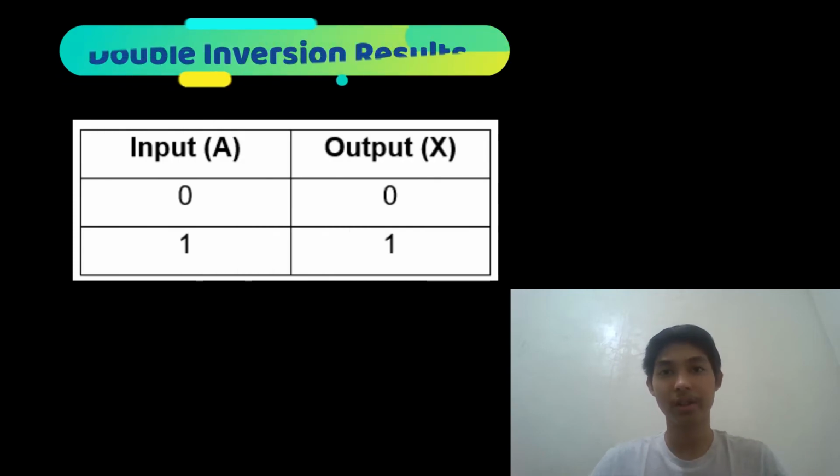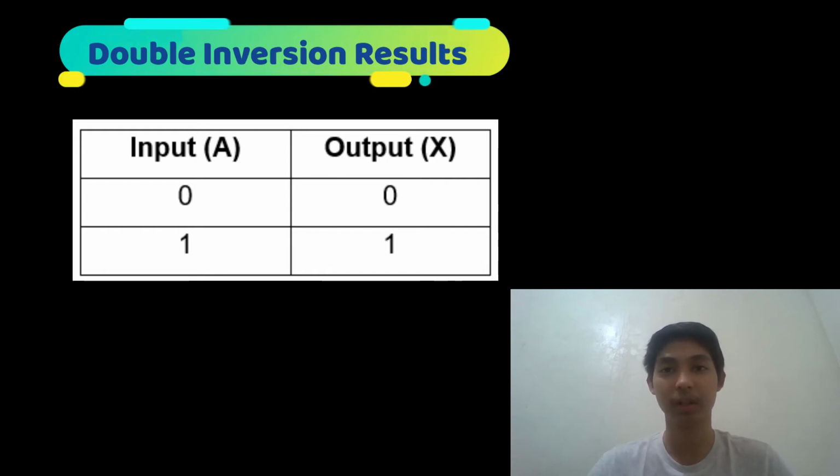For the summary of results, in the part 1 of the experiment, double inversion, we can see that the input 0 has an output of 0. It is such because we inverted the output twice. So if the input is 0, the output is 1. Then we invert it again and the output will be 0.